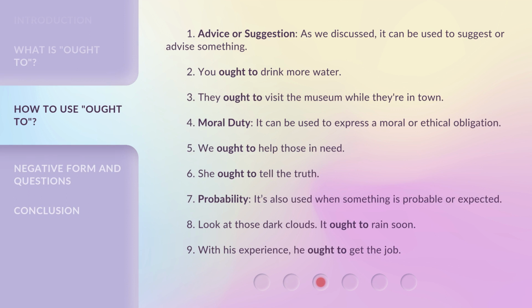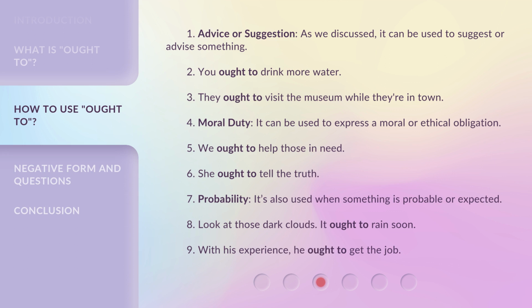1. Advice or suggestion. As we discussed, it can be used to suggest or advise something. You ought to drink more water. They ought to visit the museum while they're in town. 2. Moral duty. It can be used to express a moral or ethical obligation. We ought to help those in need. She ought to tell the truth.